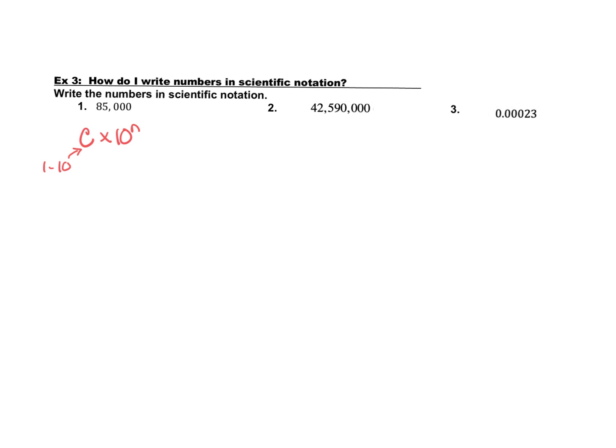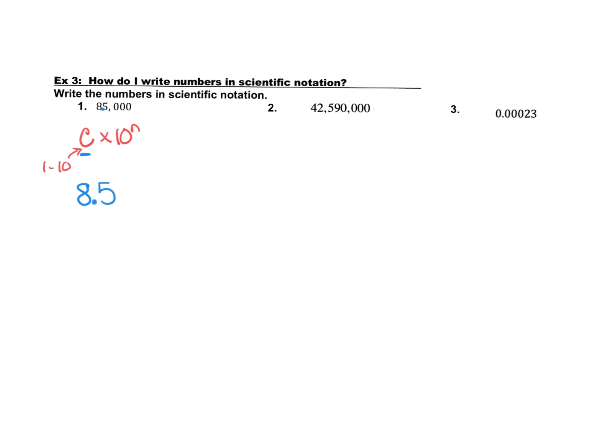So the first thing that I like to do when I'm writing things in scientific notation is I like to place the decimal so that the first number, or the C, is between 1 and 10. So to make this number between 1 and 10, I'm going to place the decimal between the 8 and 5. So what I have here is 8.5. And now I can drop the rest of the zeros after that. And 8.5 is between 1 and 10, so that number is correct.